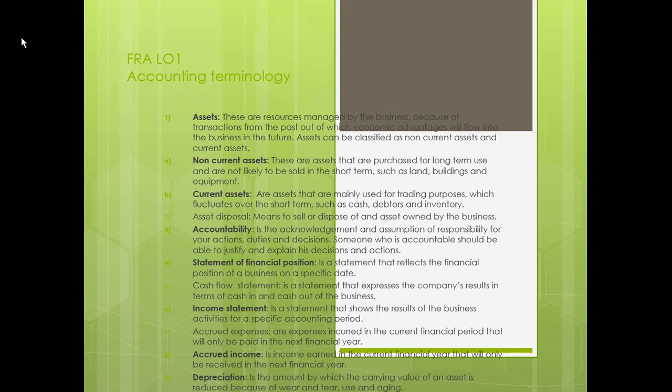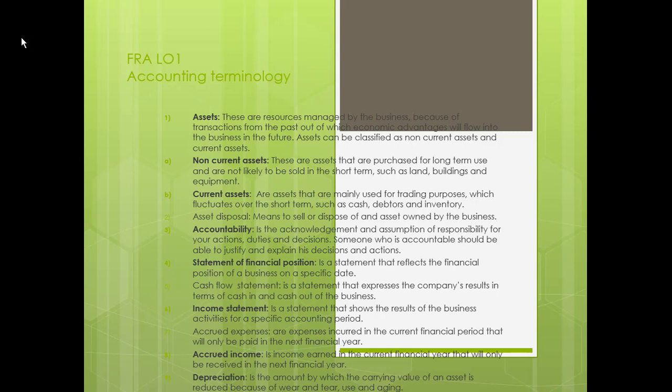The first one, we want to talk about assets. Assets are the resources which are managed by a business. In other words, this is the property of the business. They use assets to generate income, and these assets are divided into two. We have what we call non-current assets and current assets.